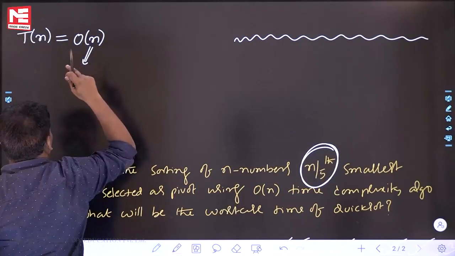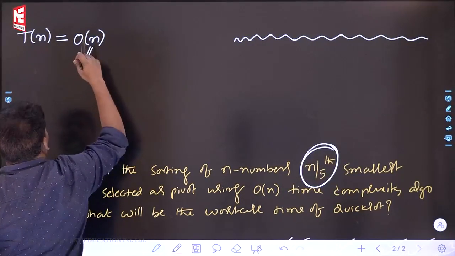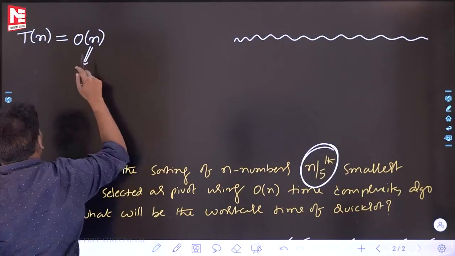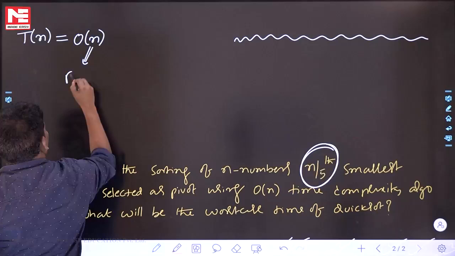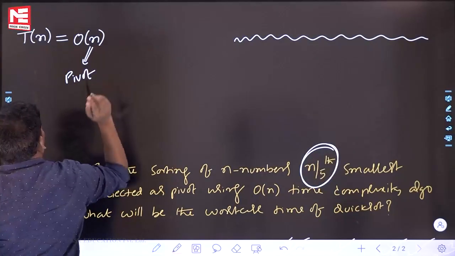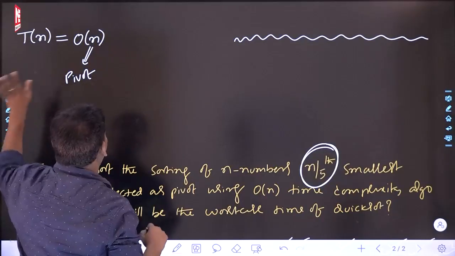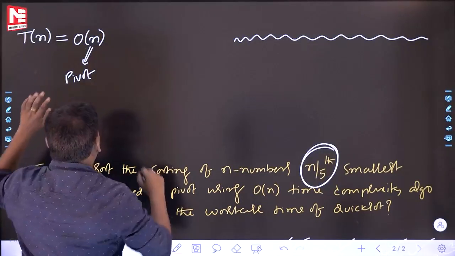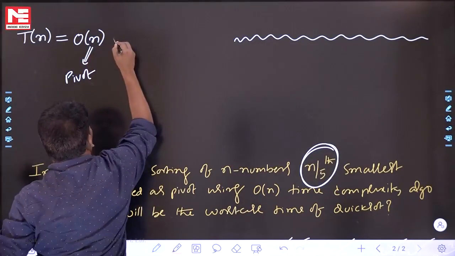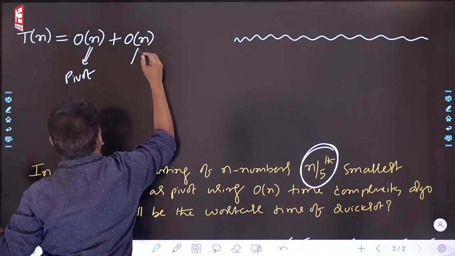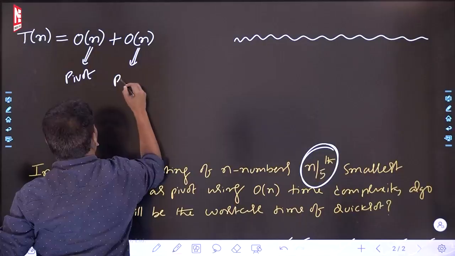If you want to do quicksort, you have to apply partition. If you want to apply partition, first you have to select the pivot. So, order of n time for pivot selection, because the pivot element is going to be the n by fifth smallest element, which will take order of n time. Now after selecting the pivot element, what is the next step? The partition algorithm. The partition algorithm is normally one for loop.